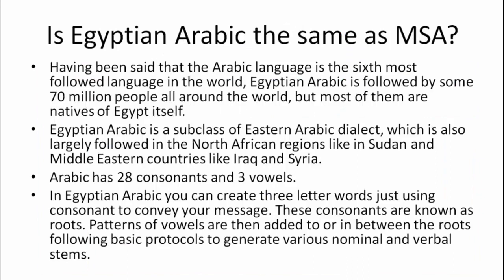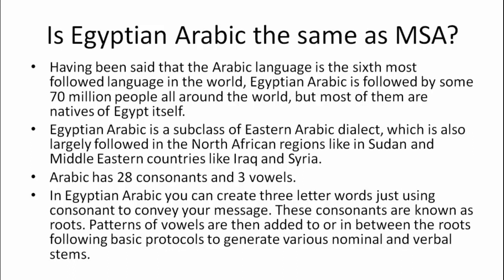First of all, there is an important question that a lot of students may ask me about. Is Egyptian Arabic the same as Modern Standard Arabic? Having been said that the Arabic language is the sixth most followed language in the world, Egyptian Arabic is followed by some 70 million people all around the world, but most of them are natives of Egypt itself. Egyptian Arabic is a subclass of Eastern Arabic dialect, which is also largely followed in North African regions like Sudan and Middle Eastern countries like Iraq and Syria.